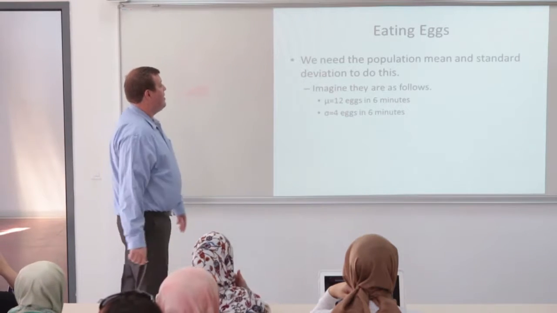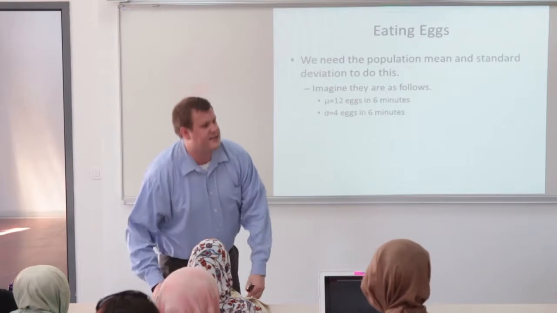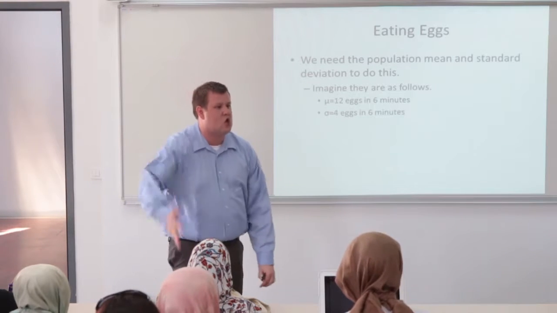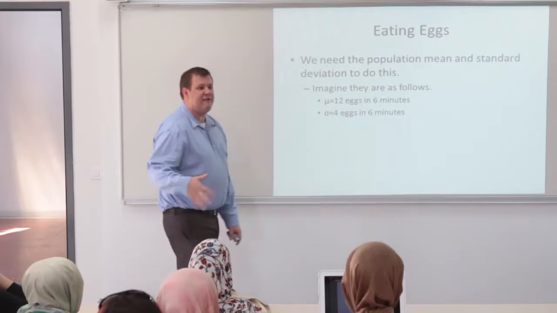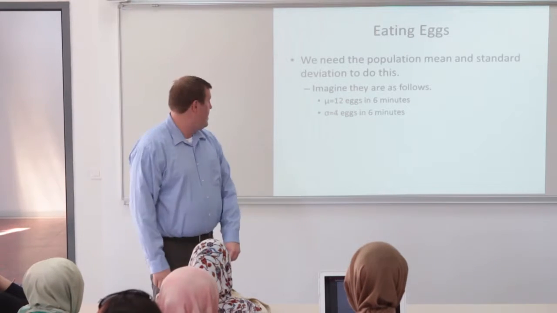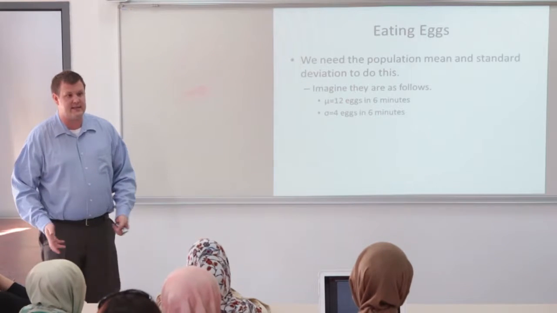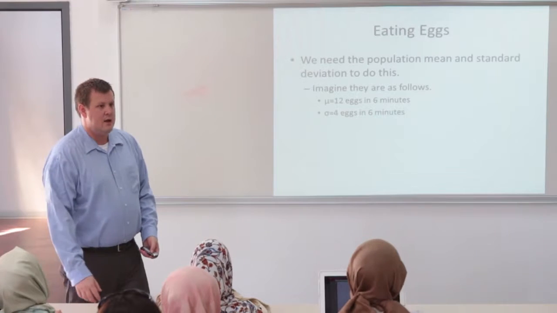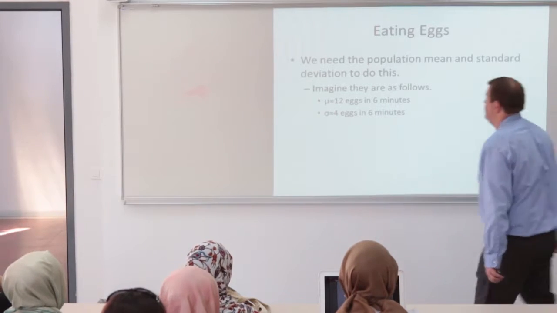So we know that when people are told you have 6 minutes to eat eggs, eat as many as you can, go, the mean is that they eat 12 eggs in 6 minutes. And the standard deviation is 4 eggs in 6 minutes. So how do we compute the z-score? How many eggs did I say the person ate?